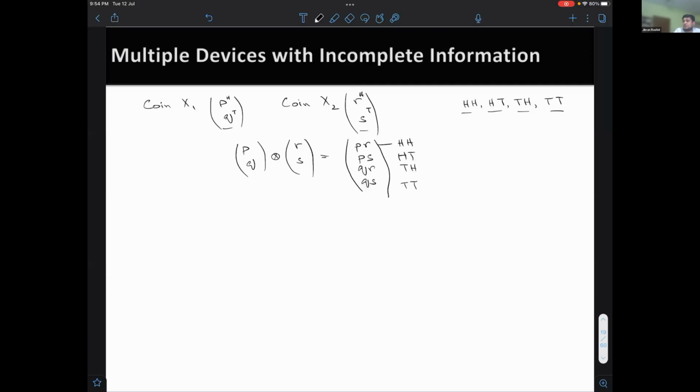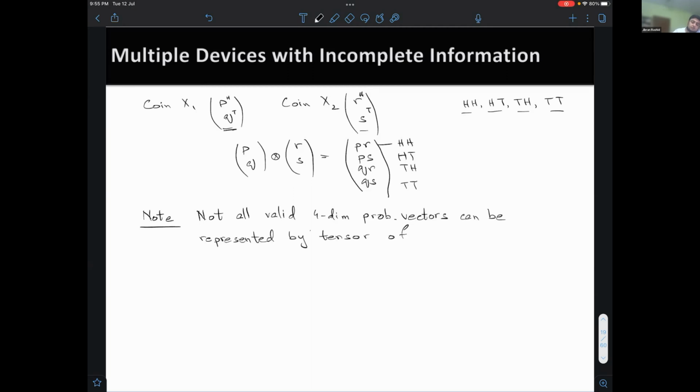Note that each of these entries are probabilities, right? Remember, these are probabilities, not real entries. They are just entries that are greater than or equal to 0 and less than or equal to 1. And the sum of P and Q equals 1 and the sum of R and S equals 1 because they're probability vectors. Here, one thing to note is that not all valid 4-dimensional probability vectors can be represented by a tensor product of, let's say, V1 and V2. And this is something that's nice to observe as well.